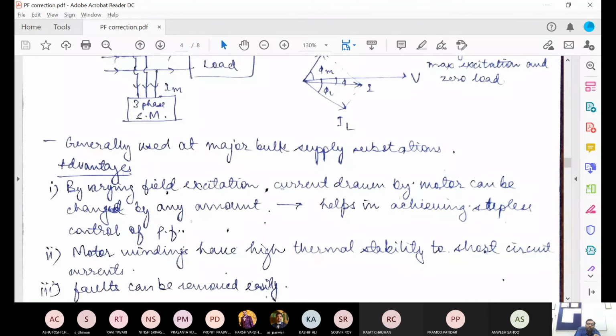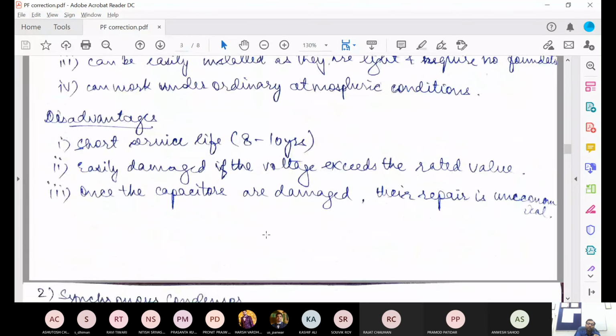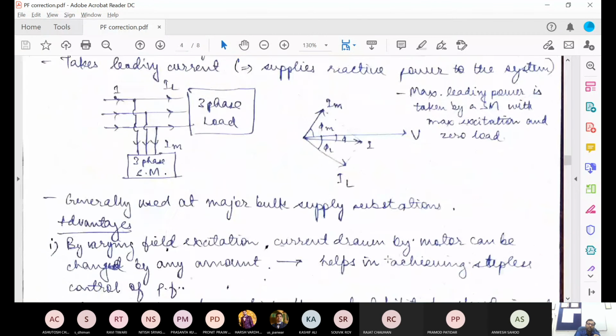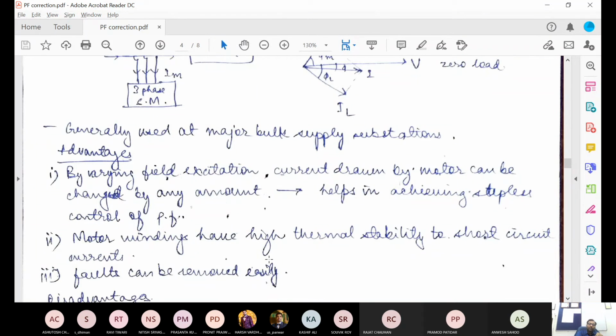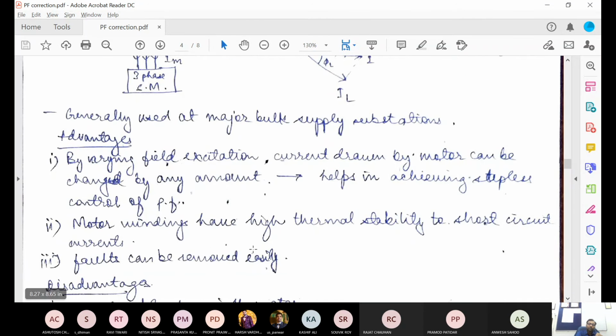Then another thing is that motor windings have high thermal stability to short circuit currents. So stability is better. Like here, as we said, if the voltage exceeds the rated value, it gets easily damaged. This is more robust in that sense, because we have already discussed the winding thermal stability. For some time it can take a particular short circuit current, so it will not burn out that easily, with respect to the capacitor bank. And faults can be removed easily. So those are some of the advantages of this.